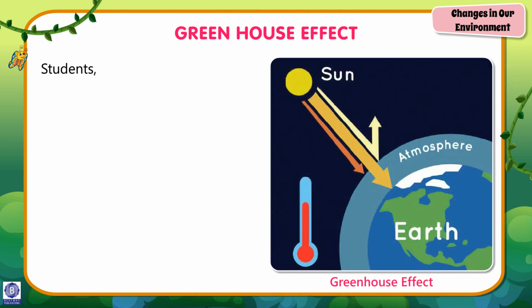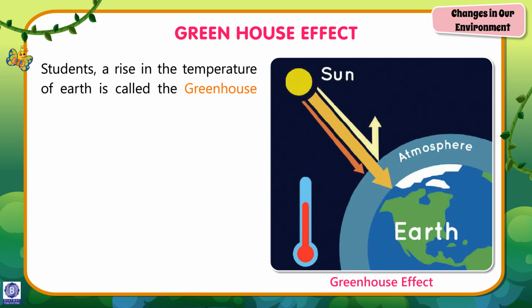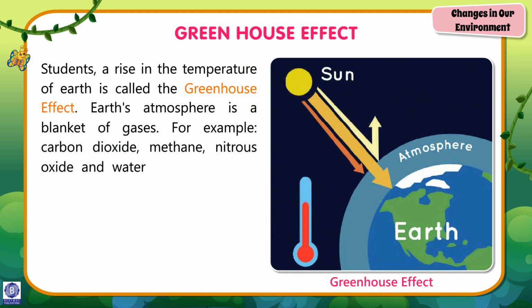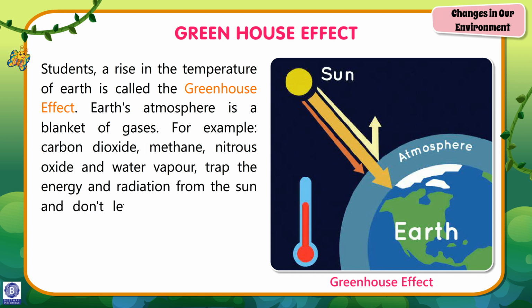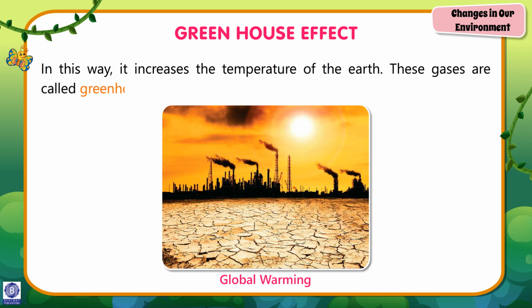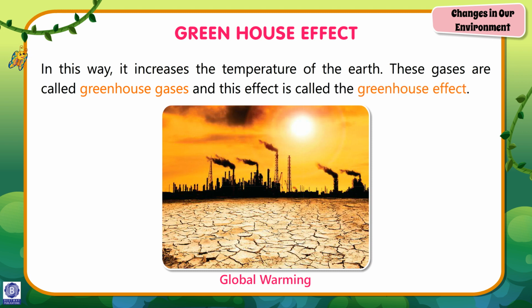Greenhouse effect. Students, a rise in the temperature of Earth is called the greenhouse effect. Earth's atmosphere is a blanket of gases. For example, carbon dioxide, methane, nitrous oxide and water vapor trap the energy and radiation from the sun and don't let the energy escape back into space. In this way, it increases the temperature of the earth. These gases are called greenhouse gases, and this effect is called the greenhouse effect.